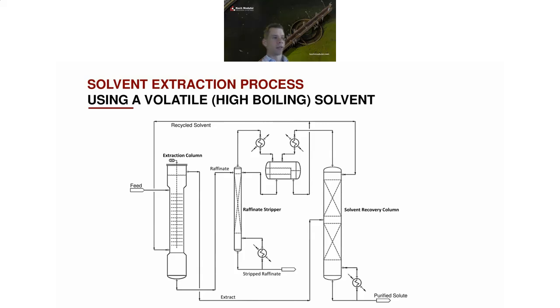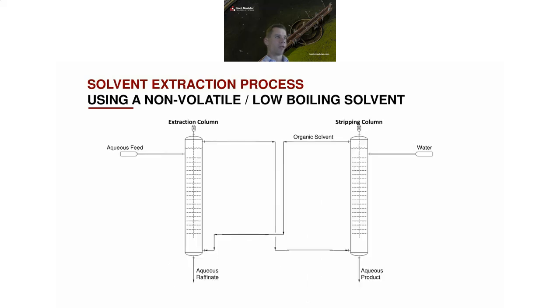The aqueous liquid is refluxed back to the raffinate stripper. The decanted organic flows back to the extraction column as solvent, and the balance of that solvent flows back to the solvent recovery column as an organic reflux stream. So that's one way to approach a solvent extraction process where you have a high boiling solvent, and it's the typical method used in industry.